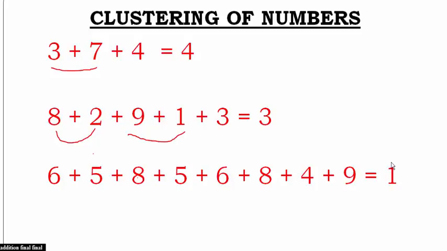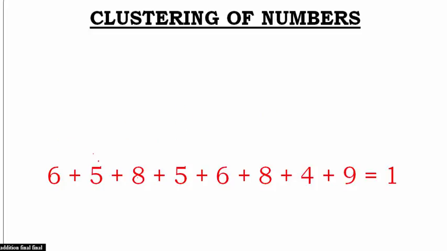For example, 3 plus 7 plus 4 equals 4. Here we can disregard the cluster 3 plus 7, which adds up to 10. The next is 8 plus 2 plus 9 plus 1 plus 3 equals 3. Here the clusters 8 plus 2 and 9 plus 1 add up to 10 each, and we need to consider only the leftover 3.